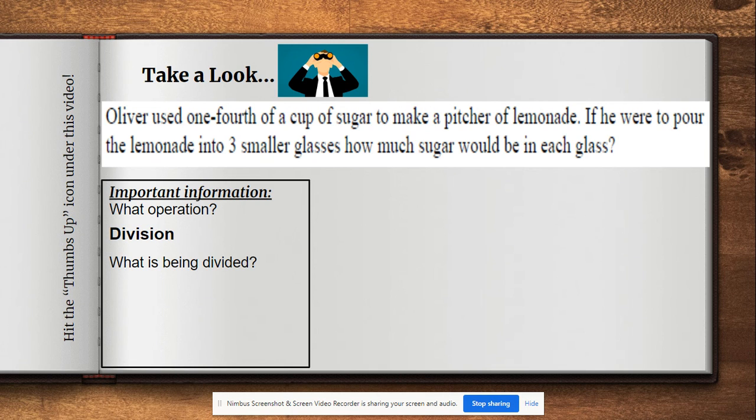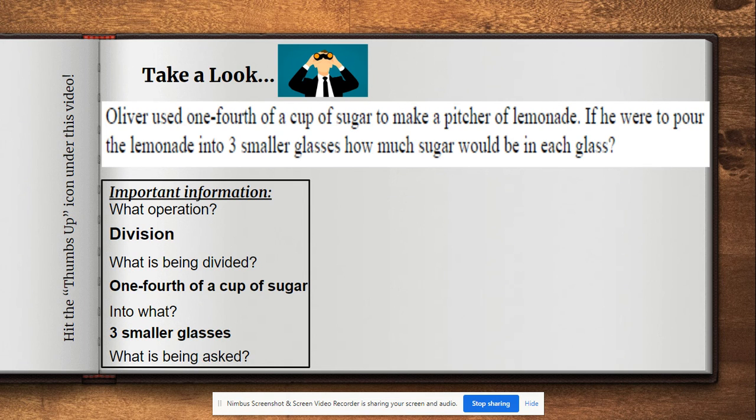All right, so what is being divided? Now that we know what operation, we have to think about what is being divided. Is it the 1/4 cup of sugar, or is it the 3 smaller glasses? Well, it's the 1/4 cup of sugar because that's what he has to make the lemonade. And then he's going to pour the lemonade into 3 smaller glasses. So we have to figure out how much sugar. It's 1/4 of a cup of sugar into 3 smaller glasses. And the question is, how much sugar would be in each glass? That's what we've got to figure out.